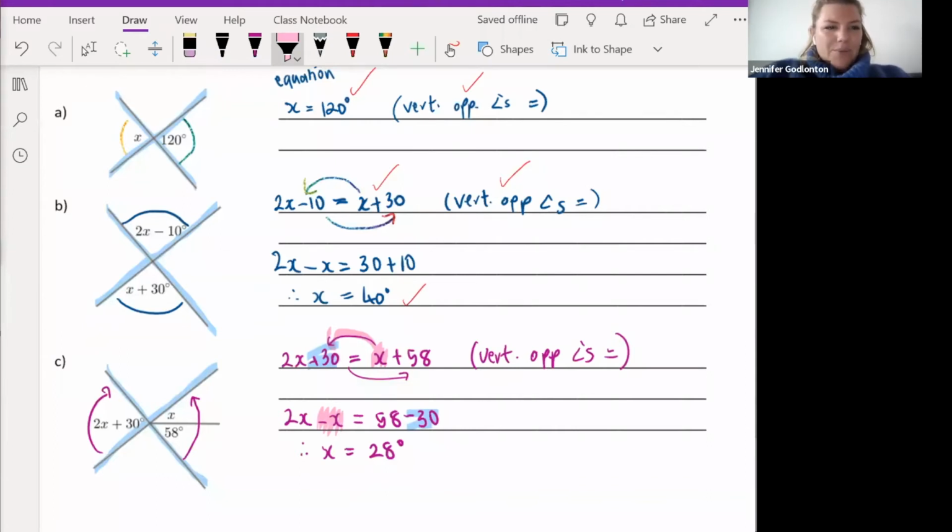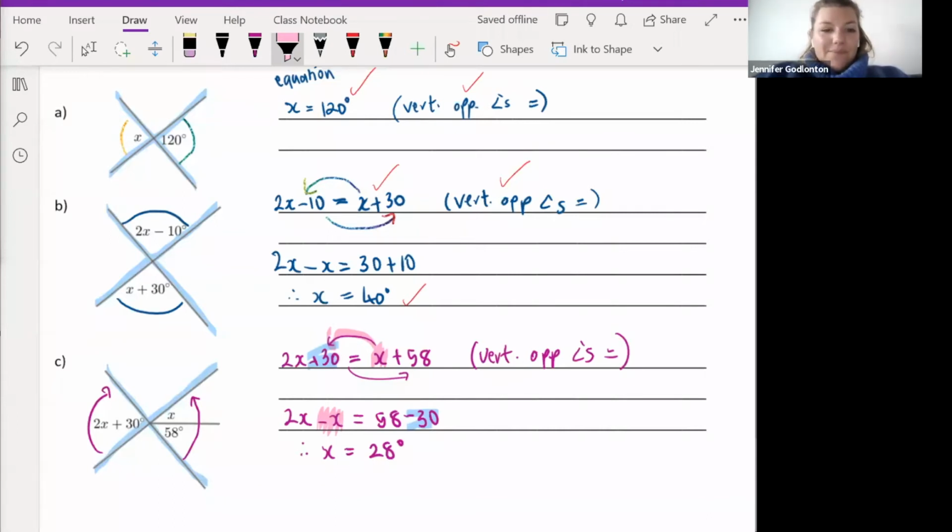Lucia, how can I help? Oh no, ma'am. I wanted to answer, but I got confused when they said it's a minus. I thought it was 58 plus 30. Okay, but are we happy now? Yes, ma'am. Thank you. No problem.